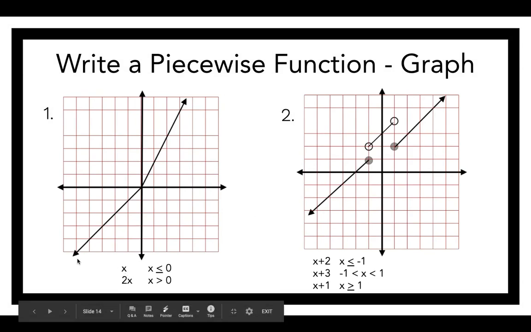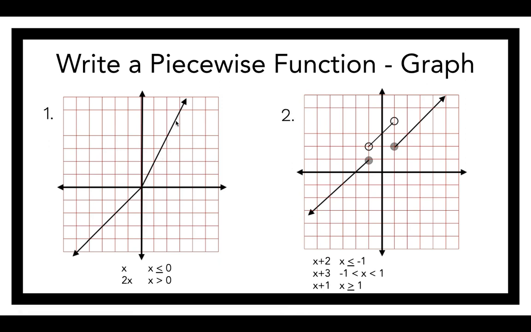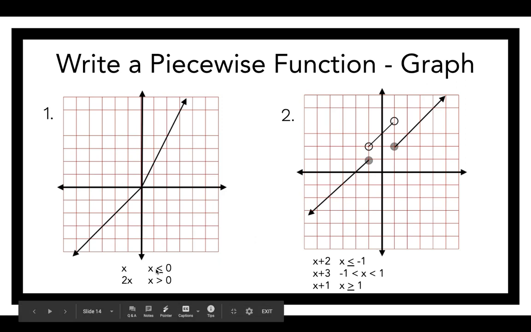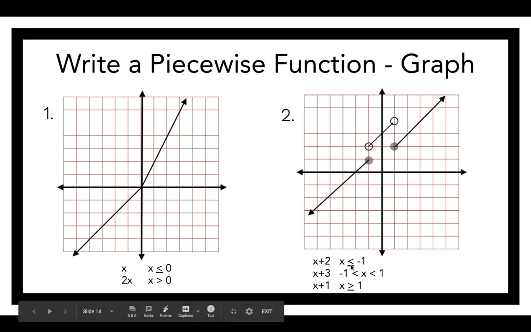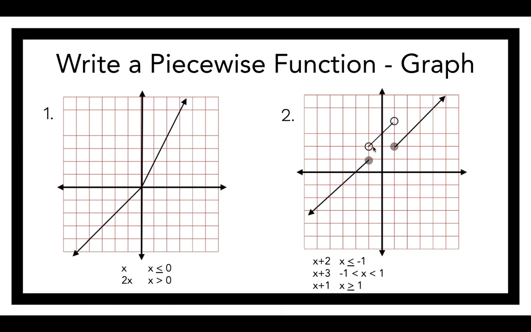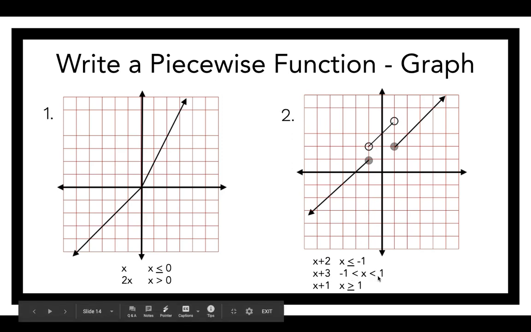So here you can look at it. This is the slope of 1, y-intercept of 0. This is the slope of 2, y-intercept of 0. I did set that equal sign on that upper function. And over here, this is that x plus 2 function, and I want everything less than or equal to negative 1 because I have that filled in circle. This is the x plus 3, and I want those to be open, so I do not include them as equal to. And this function was x plus 1, and it is a closed circle at positive 1, so we want equal to on this function.